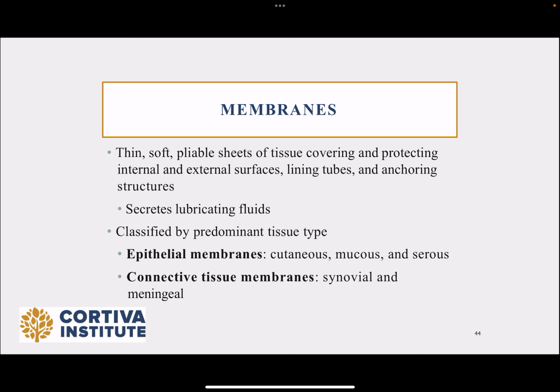We have different types of membranes, right? So membranes are going to be soft, pliable sheets of tissue that cover and protect internal and external surfaces. These are the lining tubes and anchoring structures, right? They're helping us out. And they're going to secrete lubricating fluids, right? They are classified by a predominant tissue type, whether that is epithelial tissue or connective tissue, right? So the epithelial membrane is going to be recognized as cutaneous, mucus, and serous, whereas the connective tissue membrane is going to be known as synovial and meningeal.